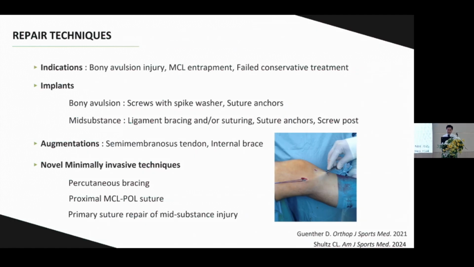If we should repair, the indications are bony avulsion injury, MCL entrapment, and after failed conservative treatment. The implant is chosen according to the location of the tear, such as bony avulsion or mid-substance injury. It can be augmented by a semimembranosus tendon technique or internal bracing. And nowadays, there are many novel minimally invasive techniques, but they need longer-term study.